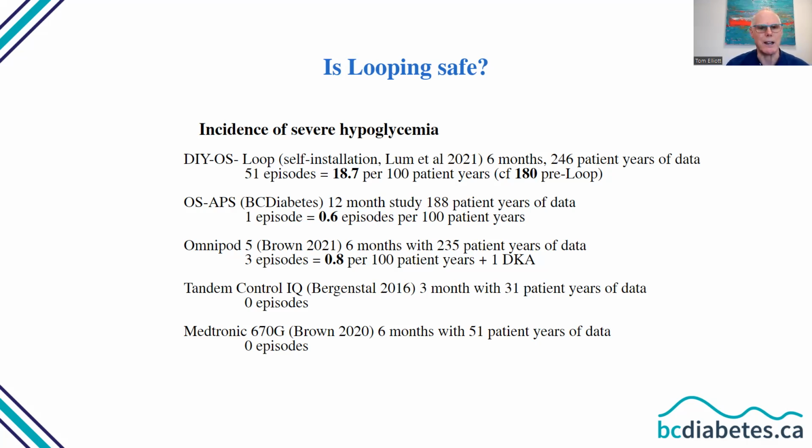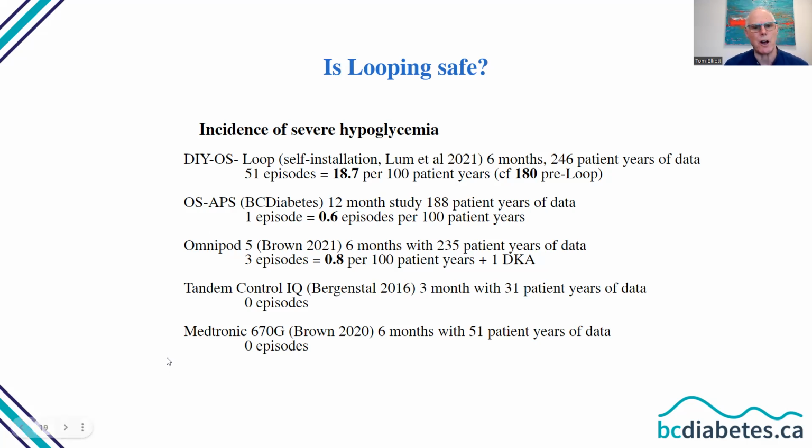Well, what happened in BC Diabetes? Praveen mentioned that we only a couple of weeks ago had our very first severe low. Our study involved 188 patient years of data, so that one episode translates into an index incidence of 0.6 episodes per 100 patient years.